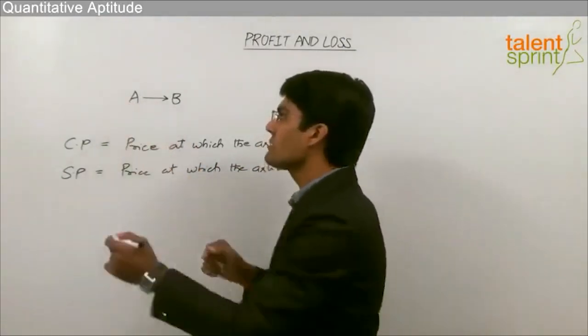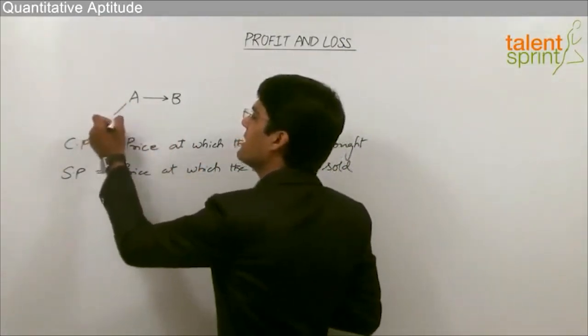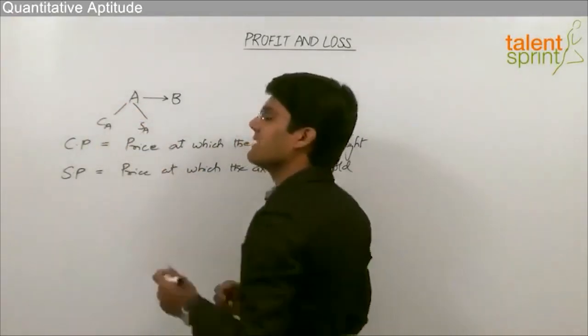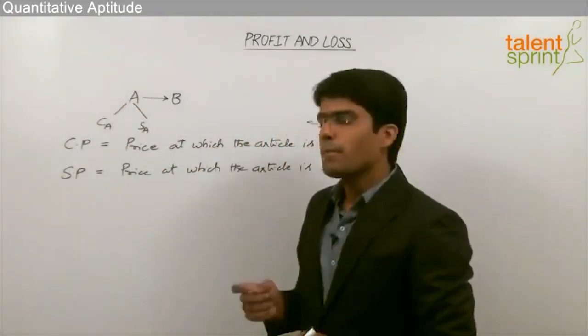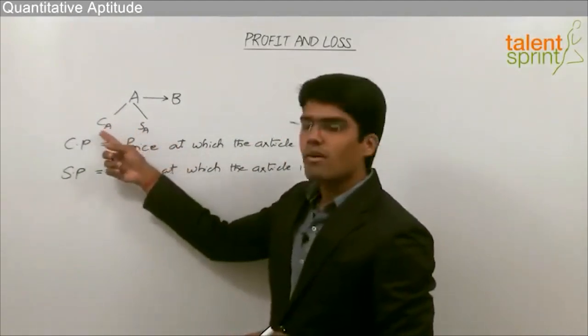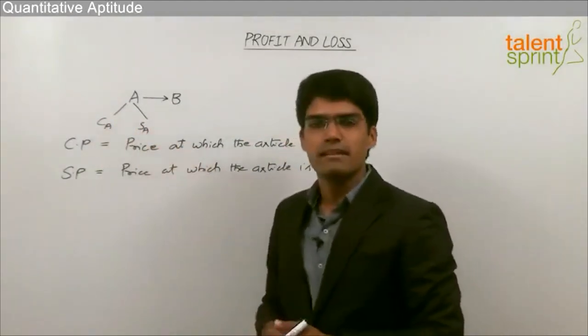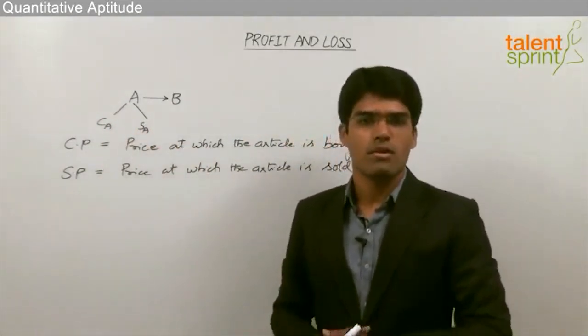So here A has got two different values. One is the cost price of A, let us take it as CA, and the other one is the selling price of A, that is equal to SA. Now depending on which is higher, the cost price or the selling price, we can find out whether it is a profit or a loss.